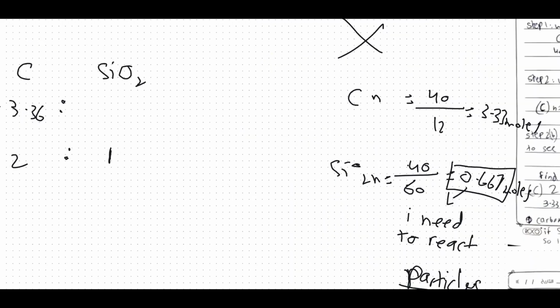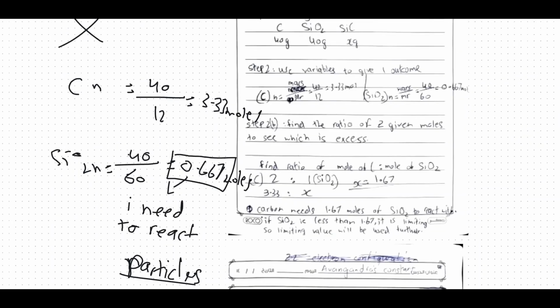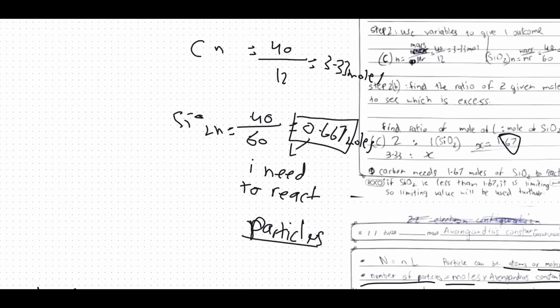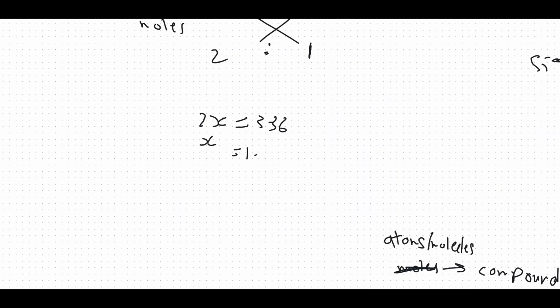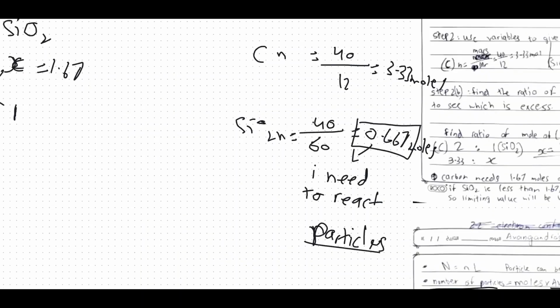So how much would react with carbon? I don't know that number, so let me write X as the number. When I cross multiply these two values, 2X equals 3.33. Then the value of X is 1.67. What I get is X as 1.67. So my value of X is 1.67. I need 0.667 moles to react, but I have 1.67 present.